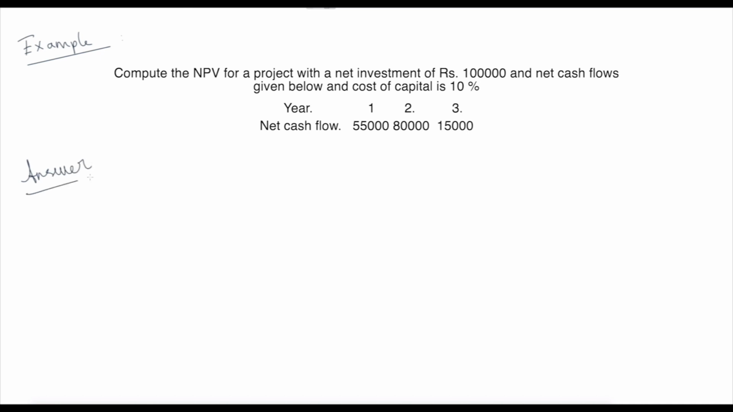Compute the net present value for a project with a net investment of rupees 1 lakh and net cash flows given below, and the cost of capital is 10%. Year 1, your net cash flow is 55,000. Year 2, net cash flow is 80,000. Year 3, your net cash flow is 15,000. Okay, let us go into the problem.